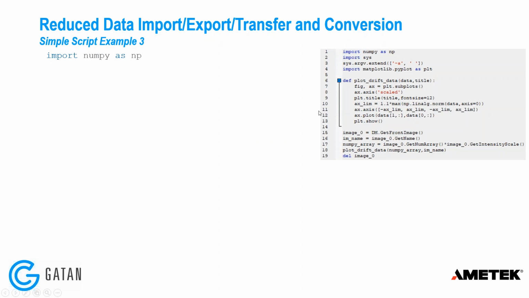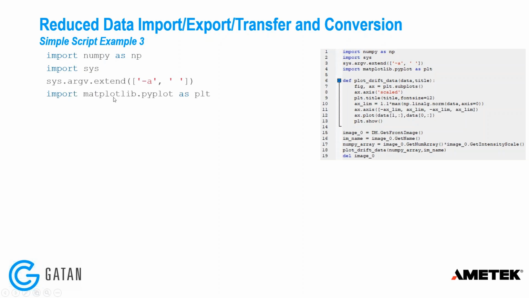So my next example is going to be even a little bit more complicated. This is the last example where I'll go through line by line. And in this case, I'm going to import a couple of different packages. So first NumPy, and then matplotlib.